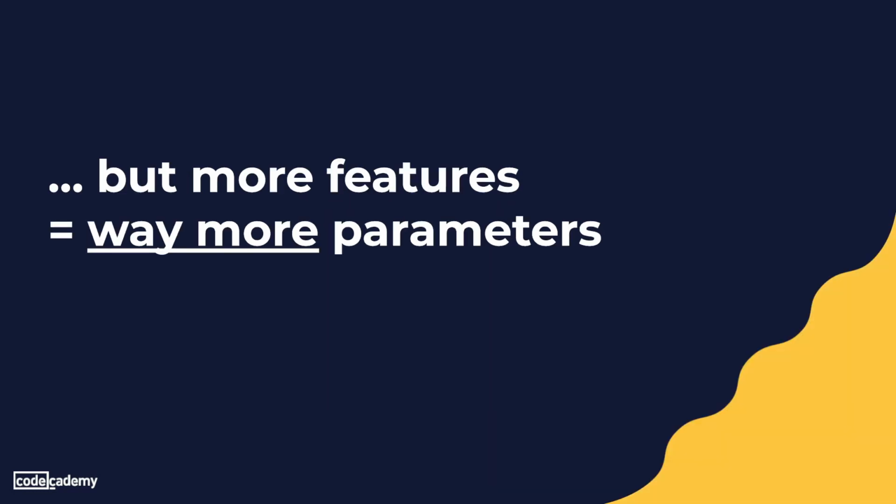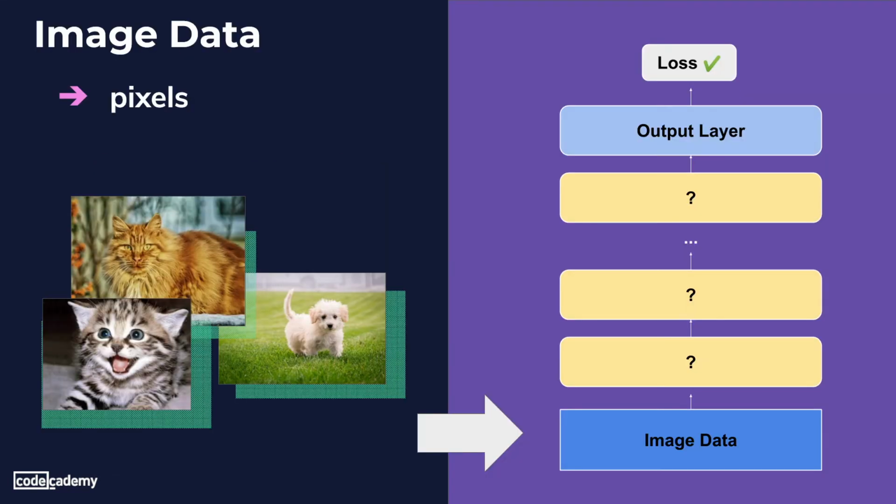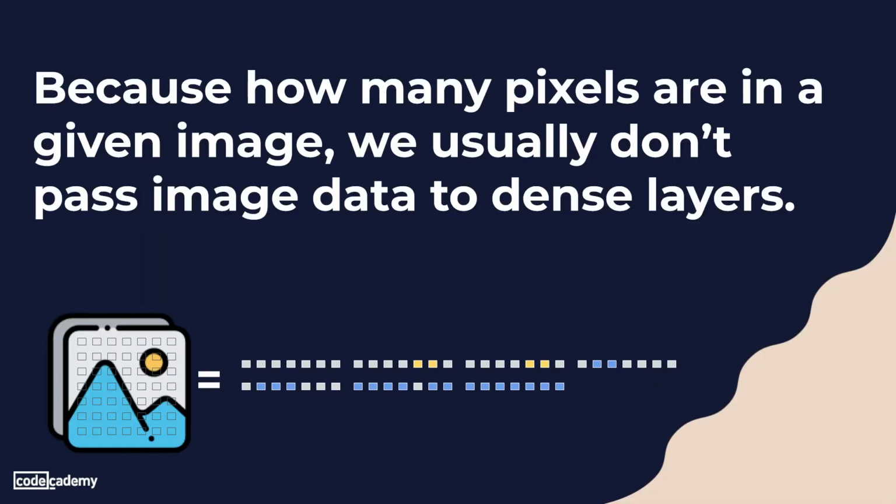However, as we increase the number of input features, we need to dramatically increase the number of parameters in a dense layer. That's a great segue into another common type of data, images. Here, our features are coming from raw pixels. Because there are many pixels in a given image, we usually cannot directly pass image data to feed-forward layers. The resulting network would have too many parameters for learning to be stable.